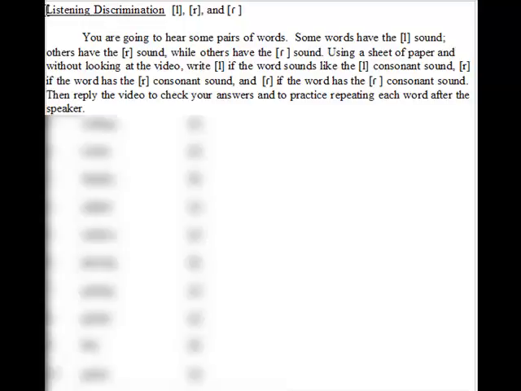Listening discrimination, L, R, and flap consonant sounds. You're going to hear some pairs of words. Some words have the L sound, others have the R sound, while others have the flap sound. Remember, the flap is kind of like a soft D, soft T sound. Using a sheet of paper and without looking at the video, write L if the word sounds like an L consonant sound. Write R if the word has an R consonant sound. And flap if the word has a flap consonant sound. Then replay the video to check your answers and to practice repeating each word after the speaker.